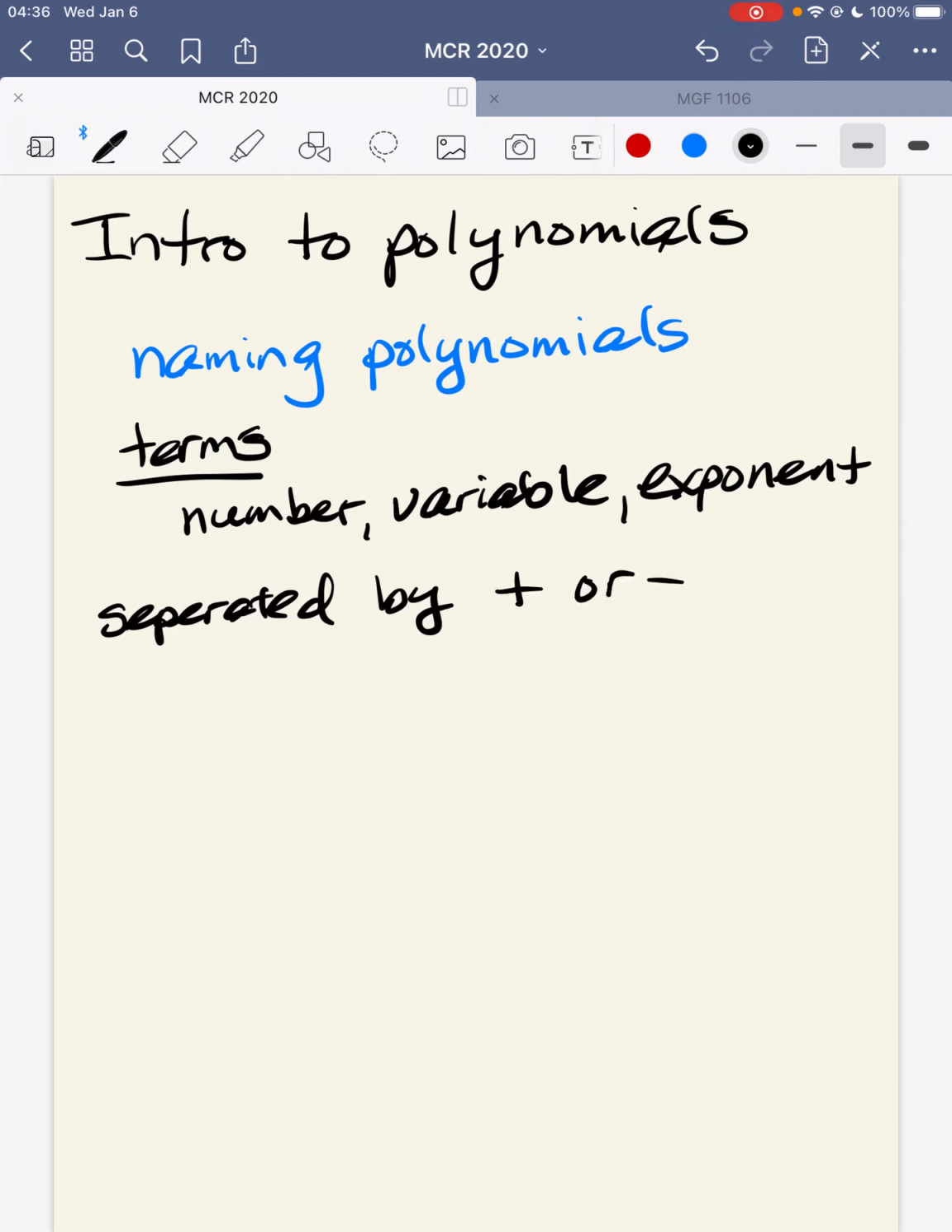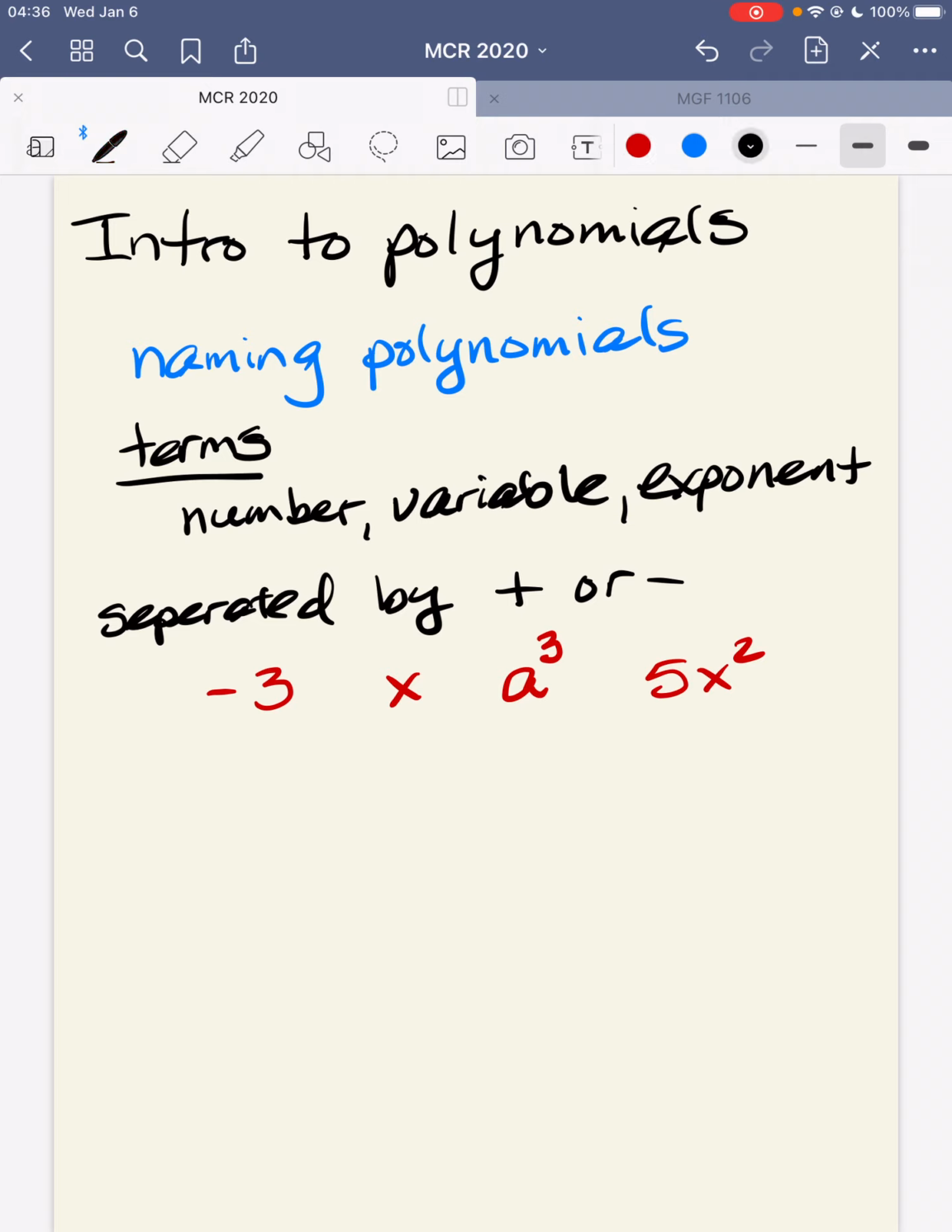So an example of a term could just be a number like 3. In fact, it could be -3 even. It could be just x. It could be a to the third. It could be 5x squared. Things of this nature. These are terms. And what happens is we put these together to form polynomials.